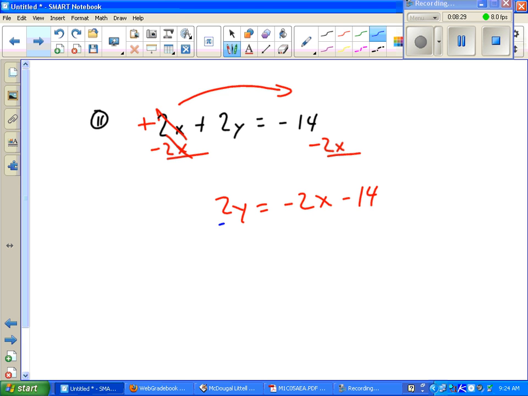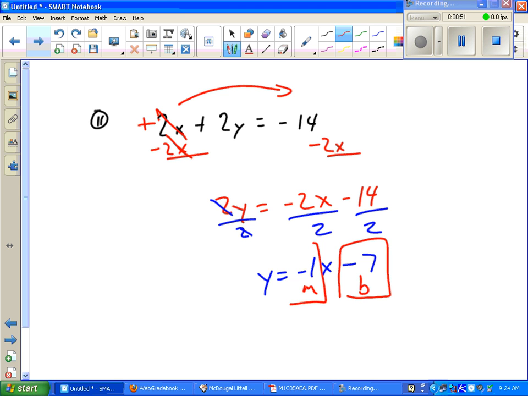Get rid of 2 times something by dividing by 2 and leaves you with just y. That's what you were looking for. Divide that by 2 and that by 2. So negative 2 divided by positive 2 is negative 1x, and negative 14 divided by 2 is negative 7. So y equals mx plus b, where m is multiplying by x and b is what follows it. B is negative 7, m is negative 1.